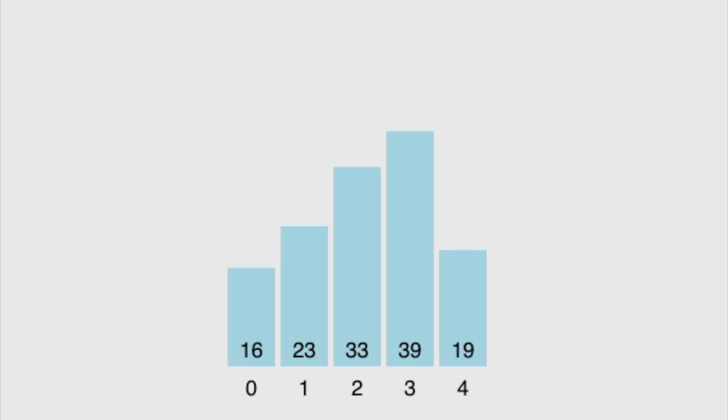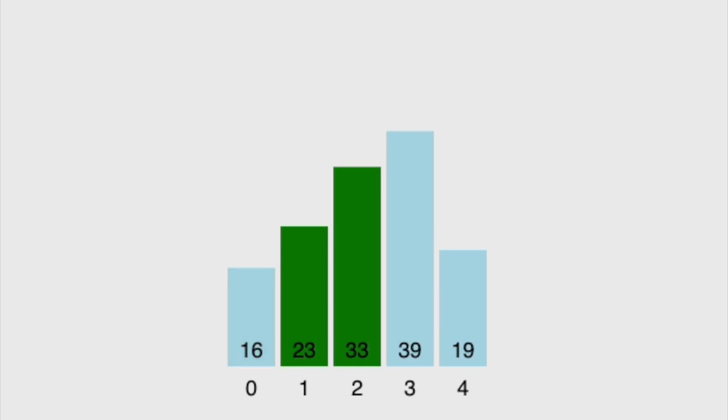The first thing we want to do is compare the element at index 0, which is 16, to the element at index 1, which is 23. We'll compare those two, and we're looking to see if 23 is larger than 16. It is, so there will be no swap made, but we'll move forward in the array. Next, we'll compare 23 and 33. 33 is larger than 23, so it will stay where it's at. No swap will occur, and we'll move forward to the next pair in the array.